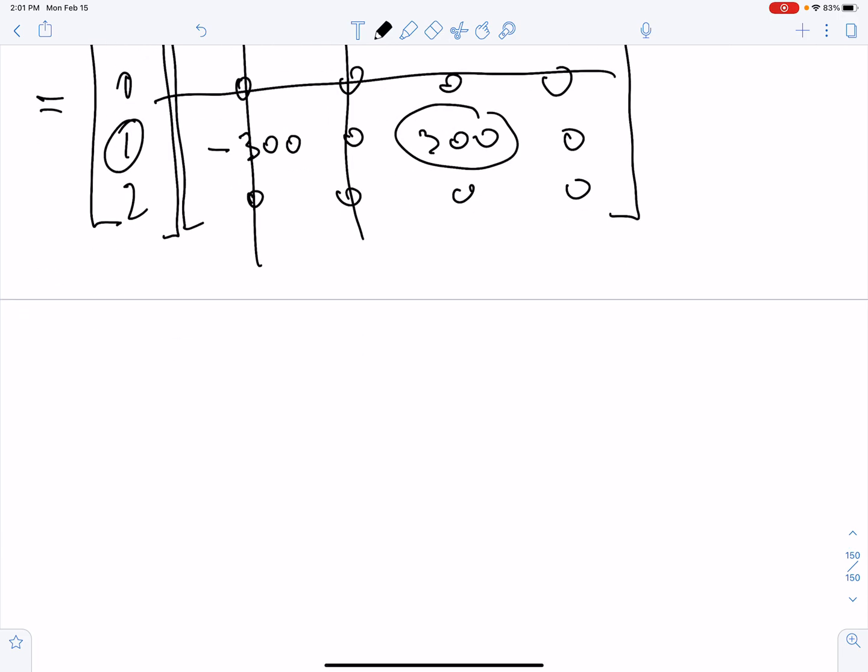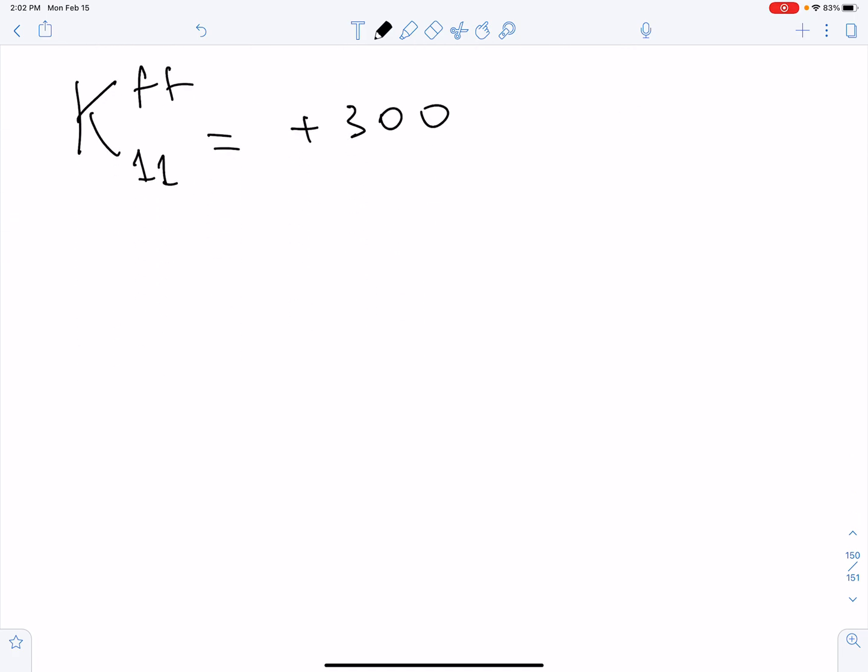Okay. So KFF 1, 1 equals, whatever was in it, we initialize it with what was 0, plus 300. Okay, all the other entries stay the same. Okay, and they're 0. Okay, let's go to element B.